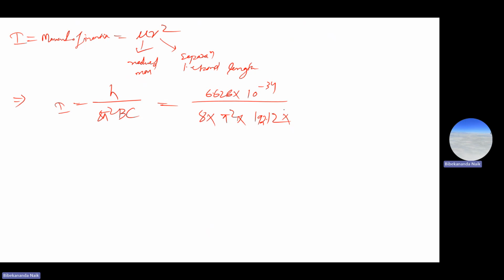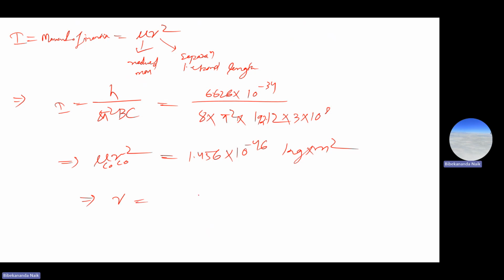It will be 192.12 into C. C is 3 into 10 to the power 8 meter per second. So if you calculate all this, it will give you 1.456 into 10 to the power minus 46 kg meter square. Now this value is mu into r square, mu CO into r CO square.